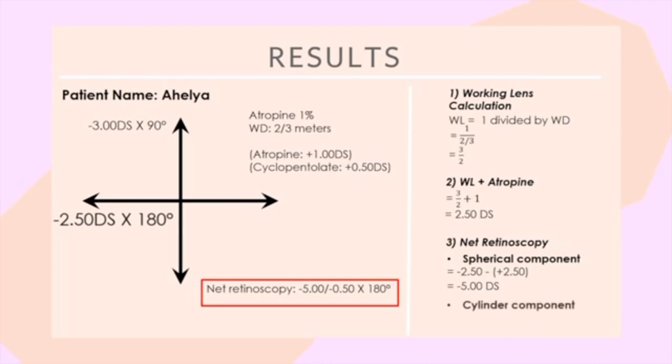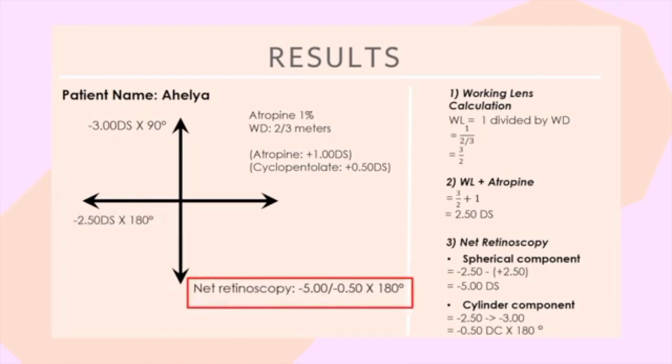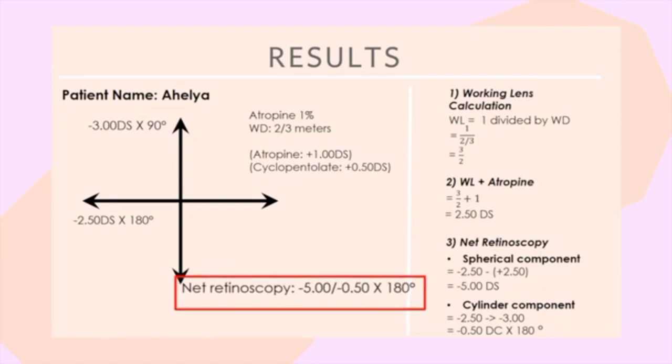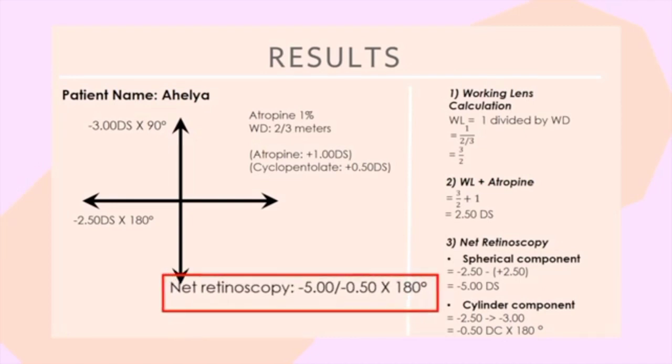As for our cylindrical component, you have to determine the value needed to get from the higher number to the lower number. So the number needed to get from minus 2.5 to minus 3 is 0.5. This will be our cylinder. We will also use the 180 axis as we are working with the minus 2.5. So putting it all together, our net ret will be minus 5 diopter sphere with a minus 0.5 diopter cylinder at 180 degree axis.